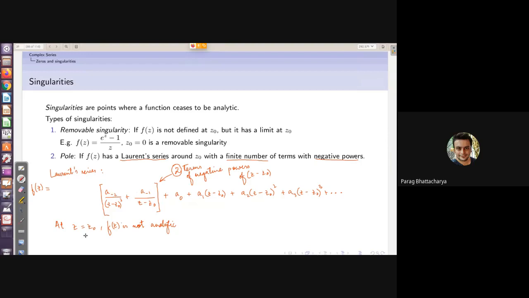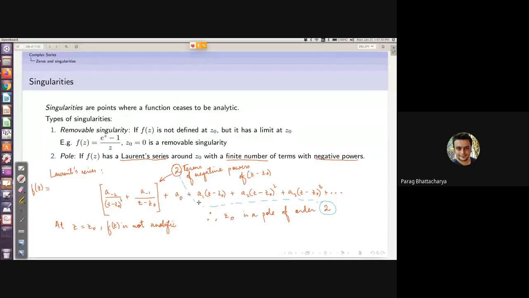So in this case, z naught is a pole of order 2. Just count the number of terms with negative powers. That will be the order of the pole. So z equals z naught is a pole. If it's a pole, write down the Laurent series and check if it has a finite number of terms with negative powers. If it does, then it's a pole of order 2.